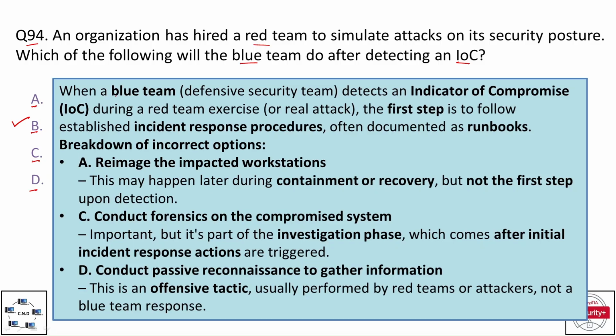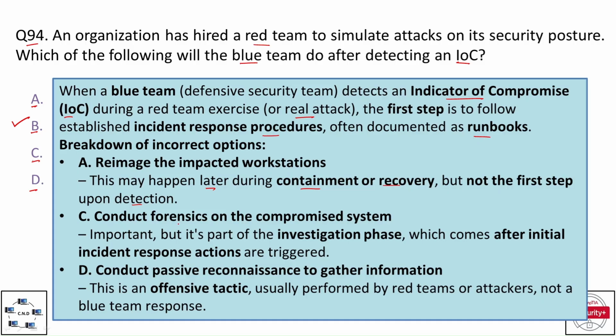And the explanation is, when a blue team, the defensive security team, detects an indicator of compromise, that is IOC, during a red team exercise or a real attack, the first step is to follow established incident response procedures, often documented as runbooks. Breakdown of the incorrect options. Option A, re-image the impacted stations. This may happen later during containment or recovery, but not as the first step upon detection.